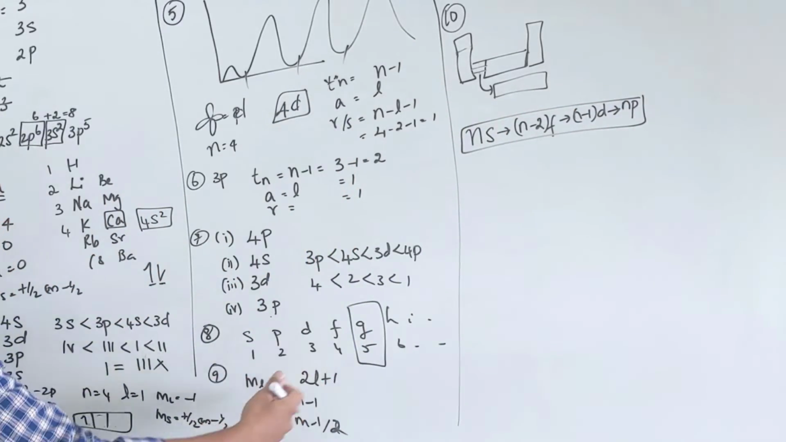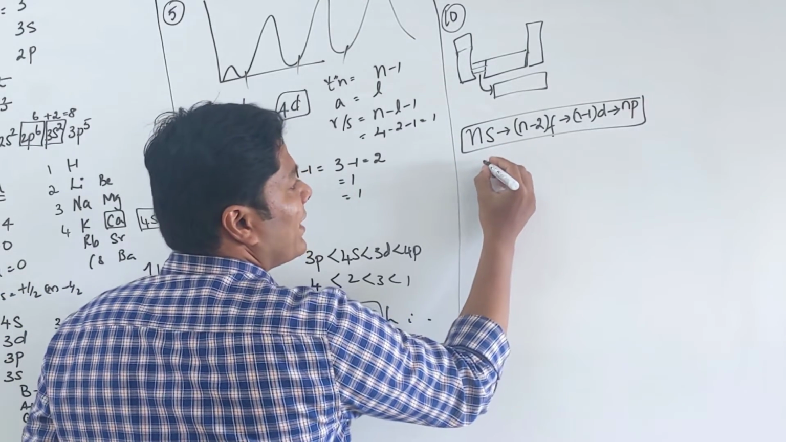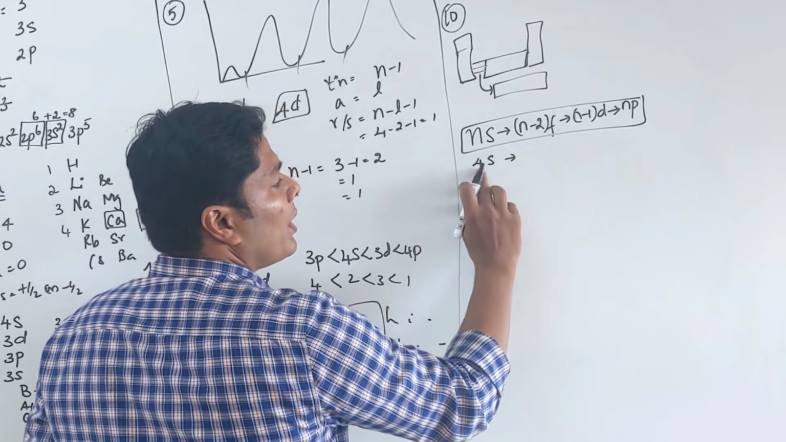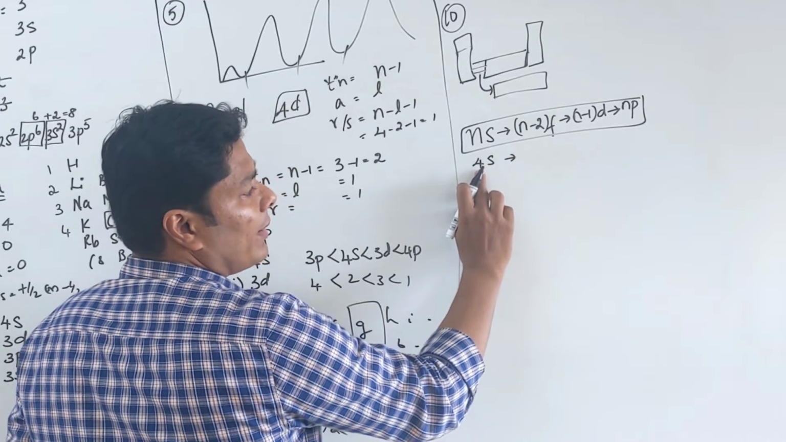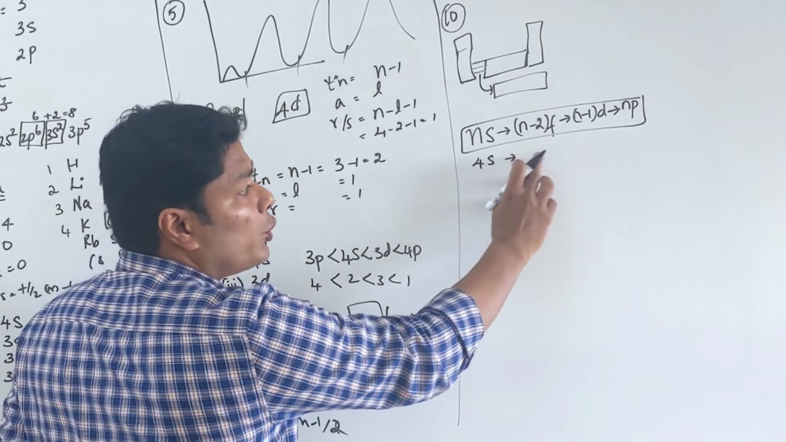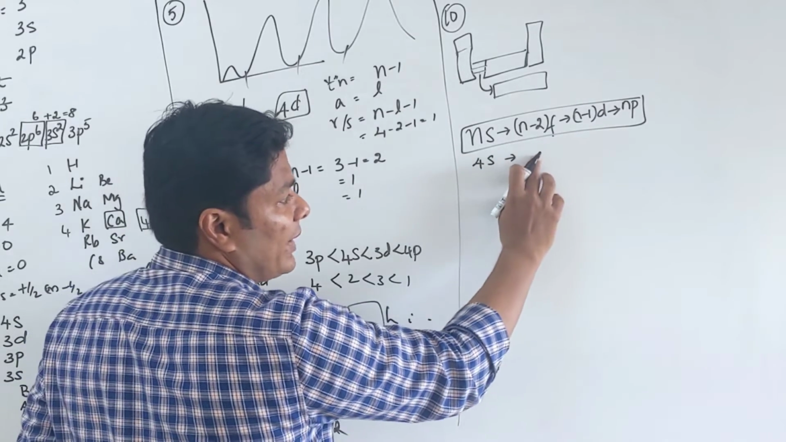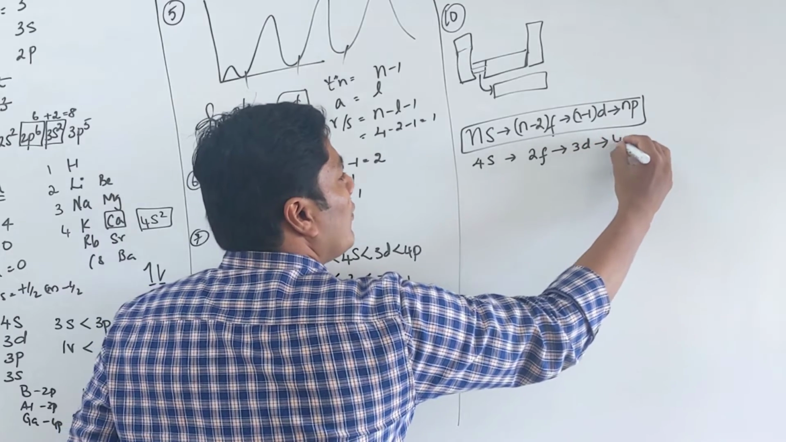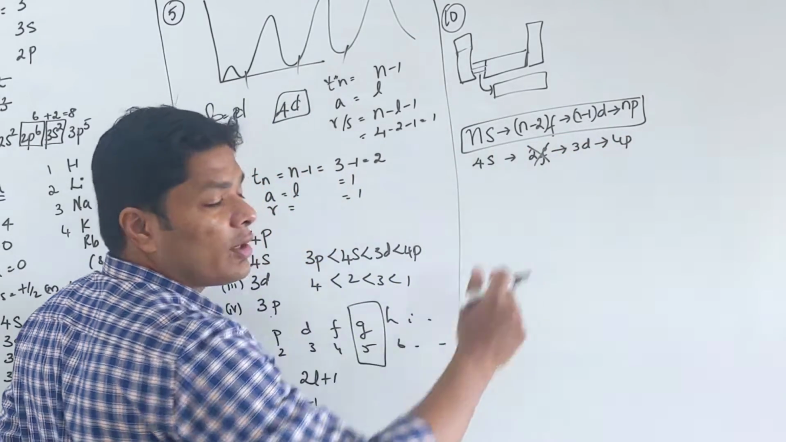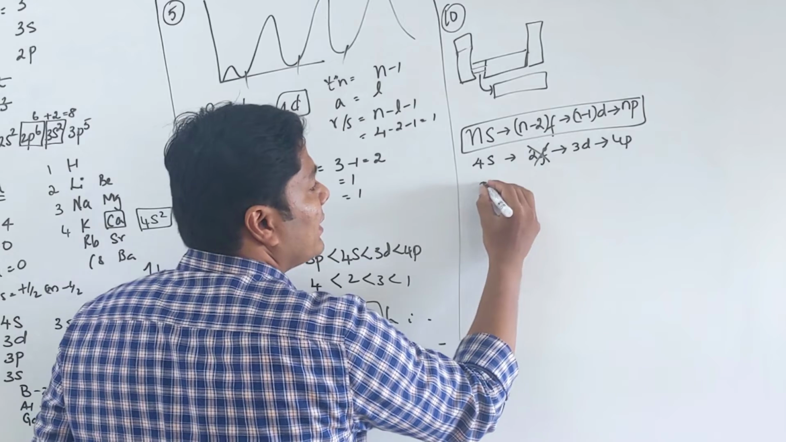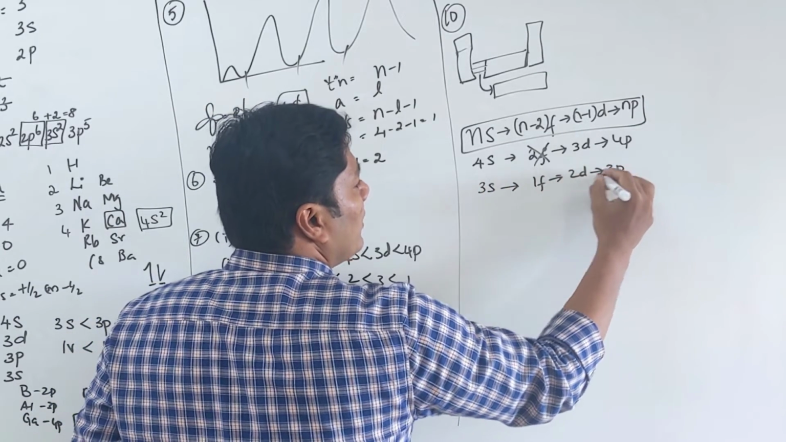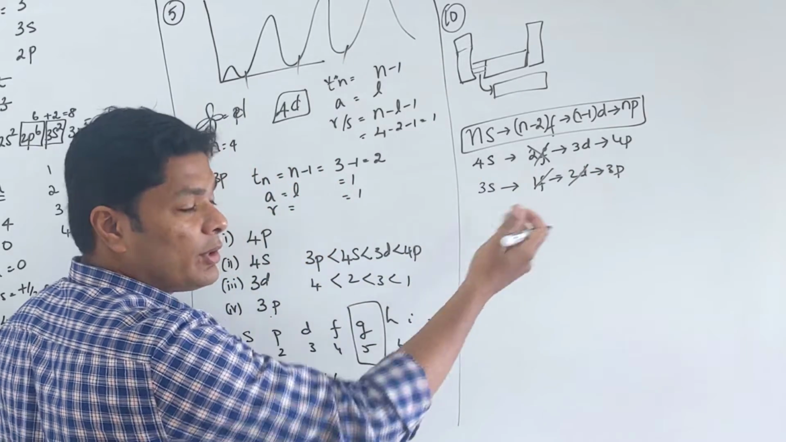Any orbital you take, you can work it out in reverse. For example, let's take 4s. 4 is n, so n minus 2 is 2, and 2f doesn't exist, so I cannot do 2f. Let's even write it: 2f, 3d, 4p. Now I don't have this. This is the order in which you fill. Let's take 3s. Here 1f, 2d, 3p doesn't exist. So after 3s you fill 3p.